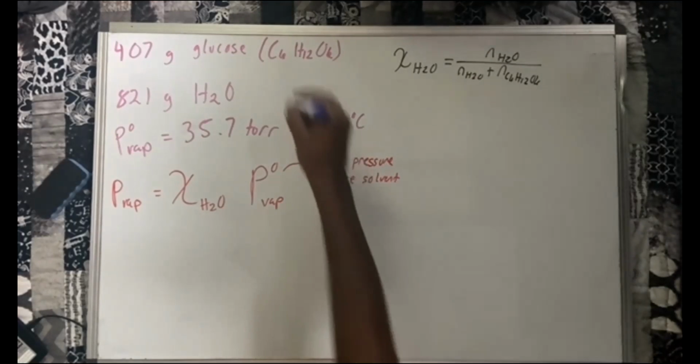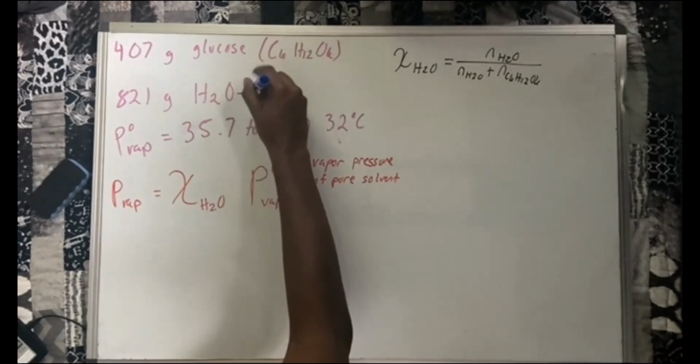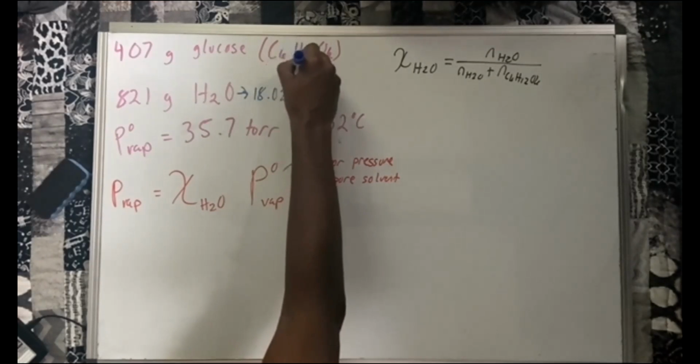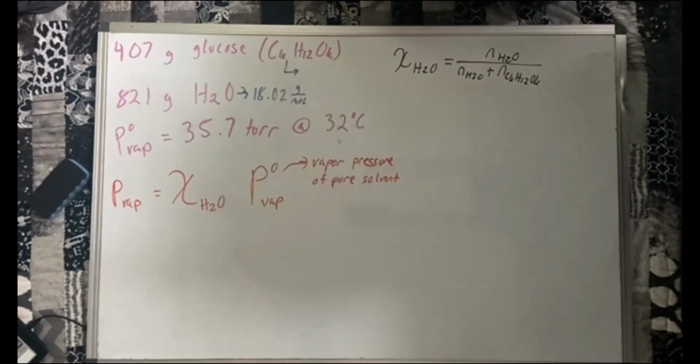So let me get the molar mass. We know the molar mass of water, or you could calculate it. It's 18.02 grams per mole. Let's see.